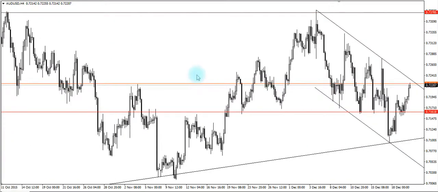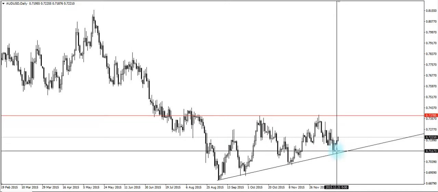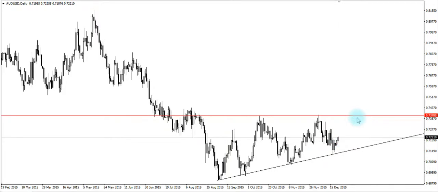If we look at what's happening right now, let's talk about the technical chart itself. We have seen that there is currently an ascending triangle forming right here. The price has reached the bottom and rebounded off. Right now it's gaining towards the top of the ascending triangle, or rather the key resistance at the price of 0.7378.